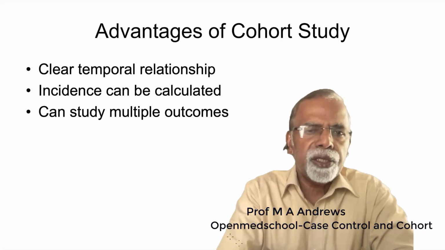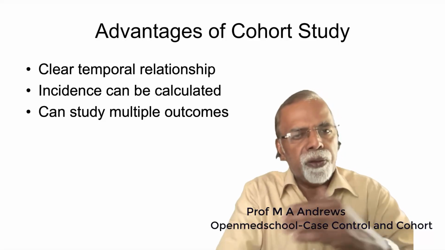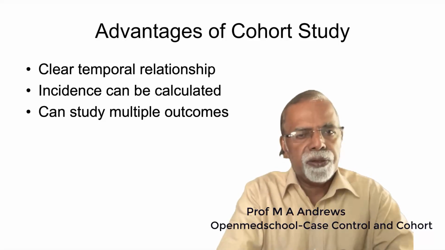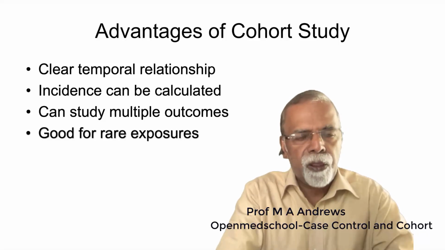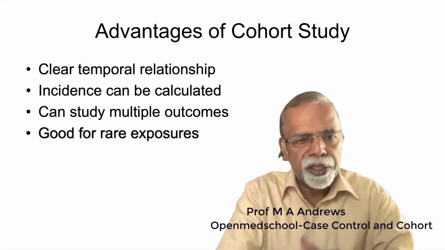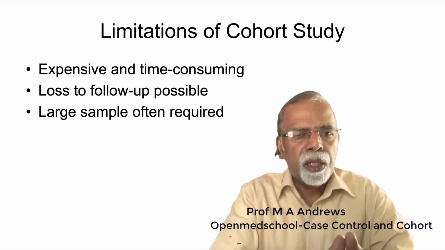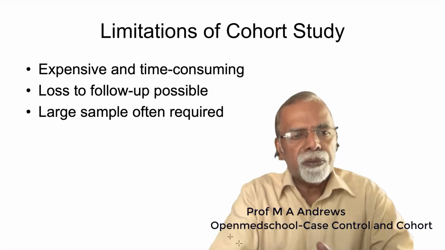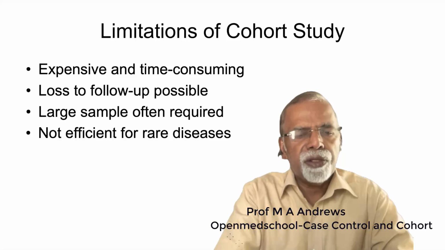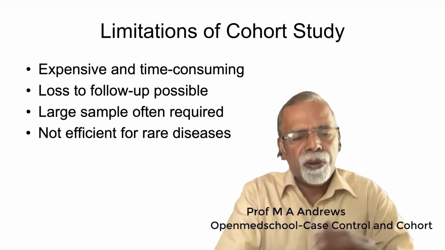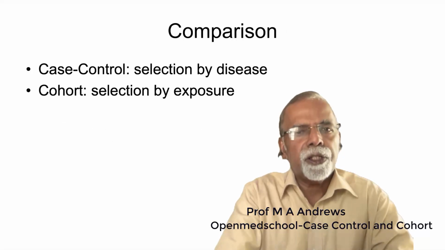What is the advantage of cohort study? A clear temporal relationship can be identified. Incidence can be calculated. I have already told that in case control you cannot calculate the incidence. Can again study multiple outcomes. This is good for rare exposures, whereas the case control study is for rare diseases. So limitations: it is expensive, time consuming, there can be attrition, loss of follow-up. Large sample size is often required. It is not efficient for rare diseases. Again, remember, for rare diseases you go by the case control study.